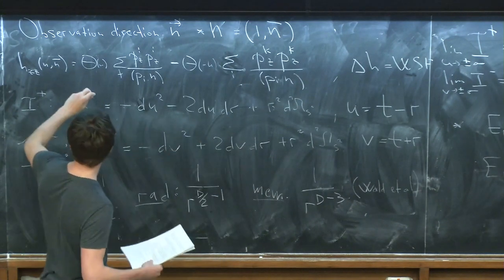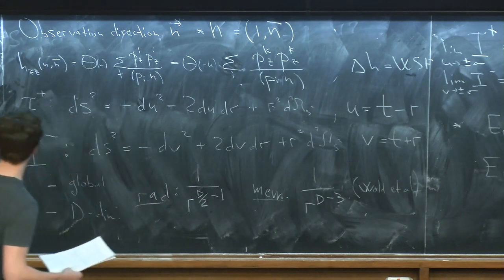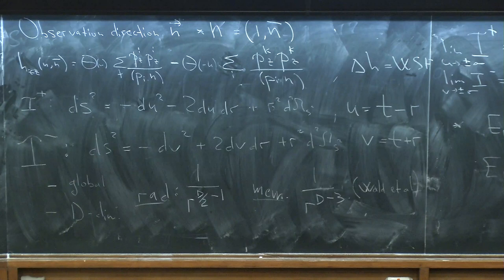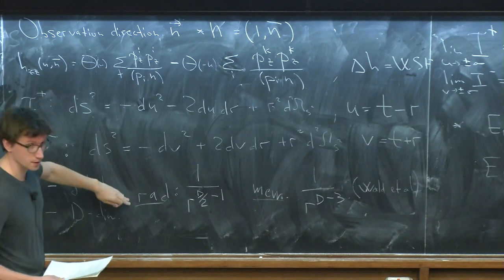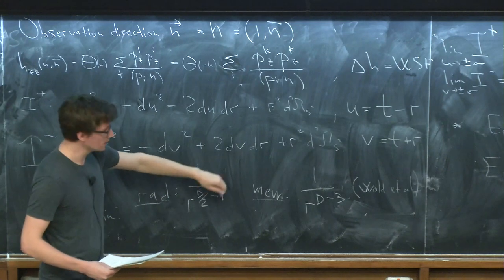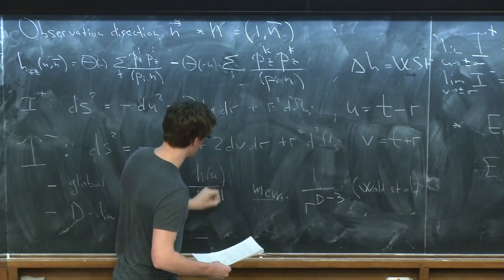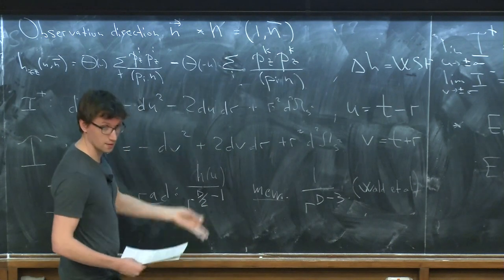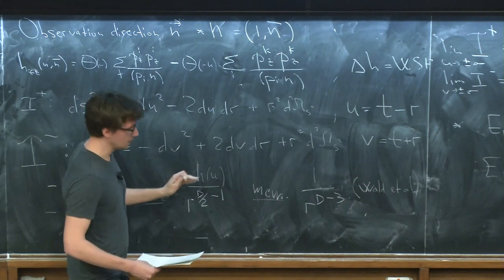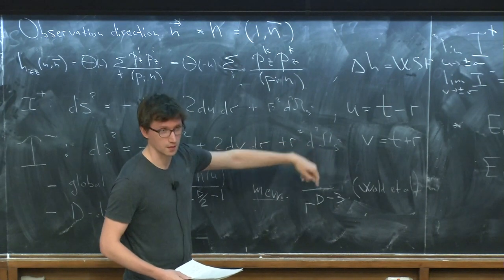Remember, we found this formula where the metric was decaying as 1 over r. Now in higher dimensions, you will find that radiation, a gravity wave, decays like 1 over r to the power d over 2 minus 1. But this h, which depends as a function of u, if you compute its integral, will be 0. Whereas if you want to see something non-zero, you have to go to the next order in 1 over r. That's the statement.